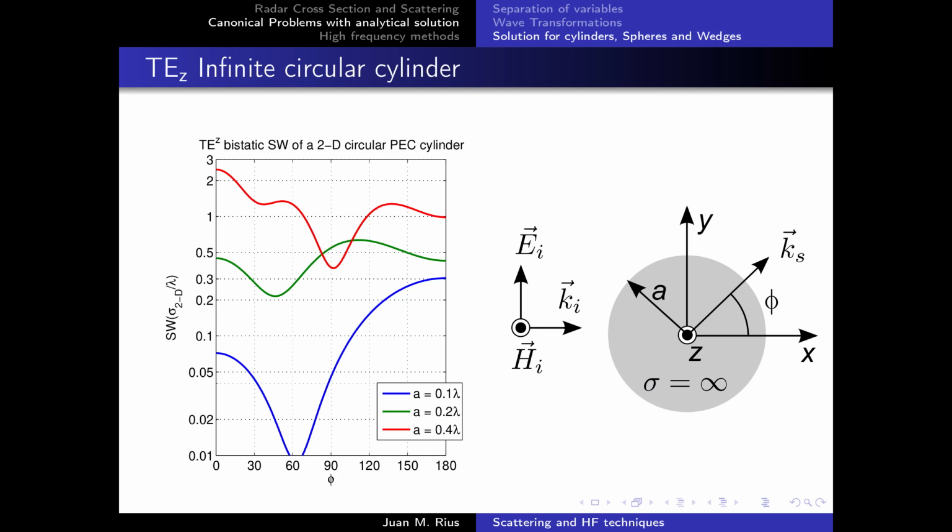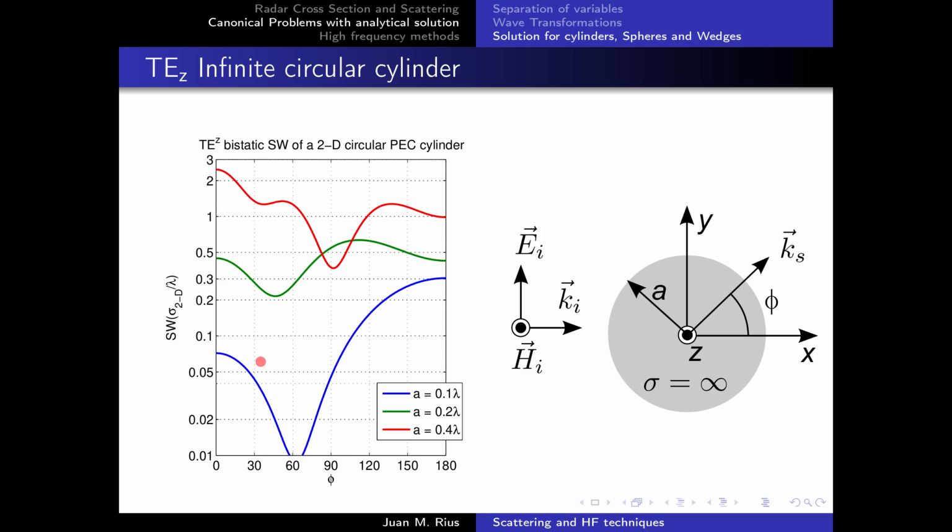In the TE case, we don't have the shadow region, so in the forward direction phi equal to 0 we don't have the high forward scattering peak, because there is no need to cancel the incident field to produce the shadow region. So the radar cross section is approximately constant for all observation directions except for a small radius.